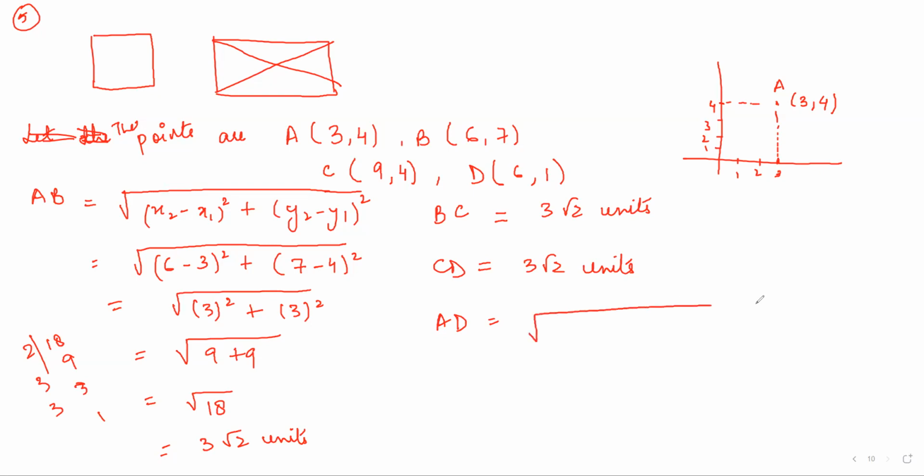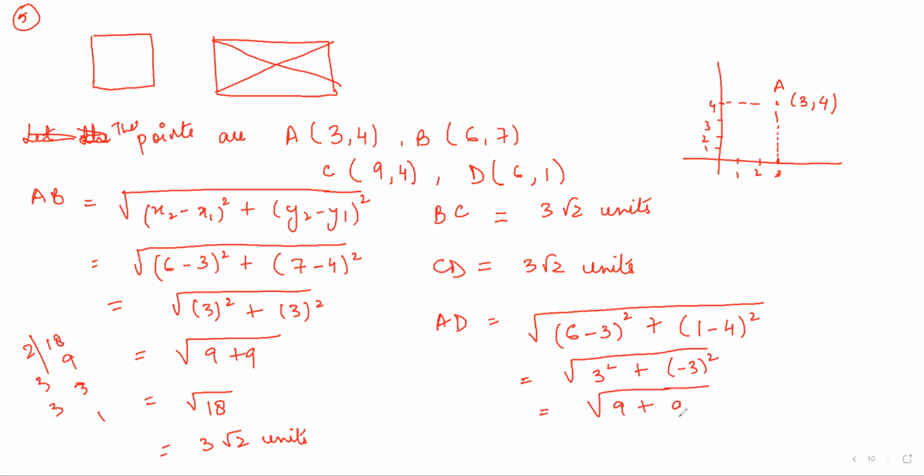Okay, let's do AD together. So x2 means 6 and x1 means 3, whole square, plus y2 is 1 and y1 is 4. So this is 3 square plus minus of 3 square. So again, you have 9 plus minus 3 into minus 3 is again 9, which is again under root 18, and which is again 3 root 2 units, right?